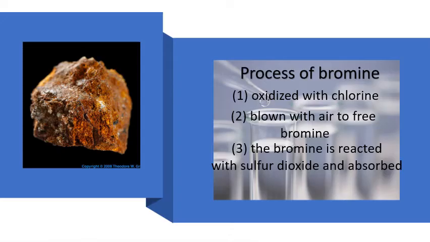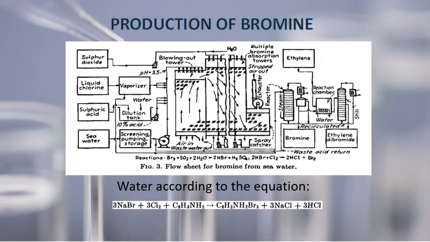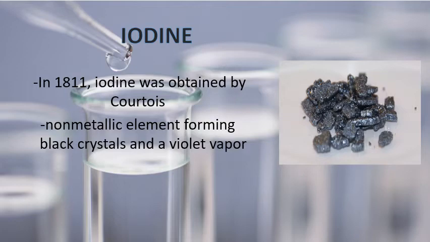The process of bromine includes the oxidation with chlorine, which will be blown with air to free bromine, and the bromine is reacted with sulfur dioxide and absorbed. Here is the flow sheet for bromine from seawater.